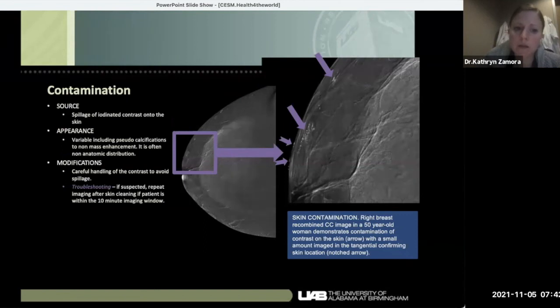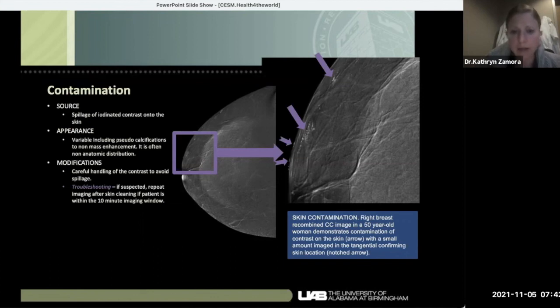Modifications to carefully control and avoid contrast spillage. If you see it on the image and you're there with the patient, you can try to clean the skin and repeat if you can get it done in that 10-minute window. Otherwise, you can call them back and repeat the imaging if necessary.